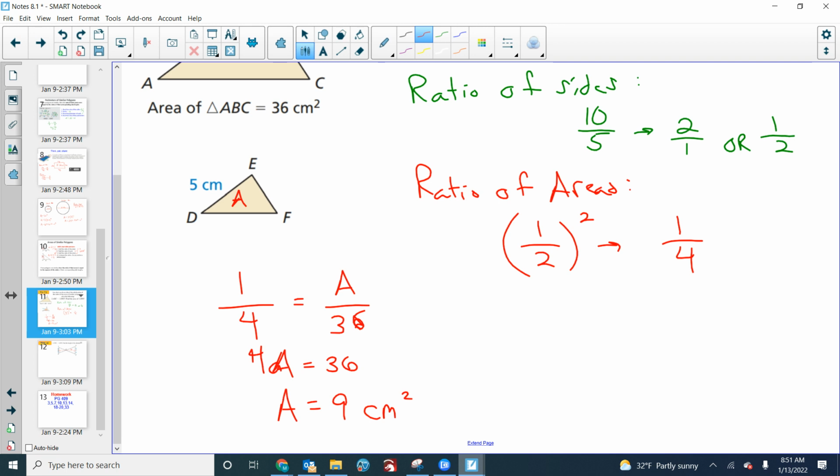Do we have to use a capital A for the variable? I would. Reason is because as we move through geometry this year, little a a lot of times is going to be called a side length in a right triangle when we do the Pythagorean theorem. So it's just a good habit of calling area capital A.